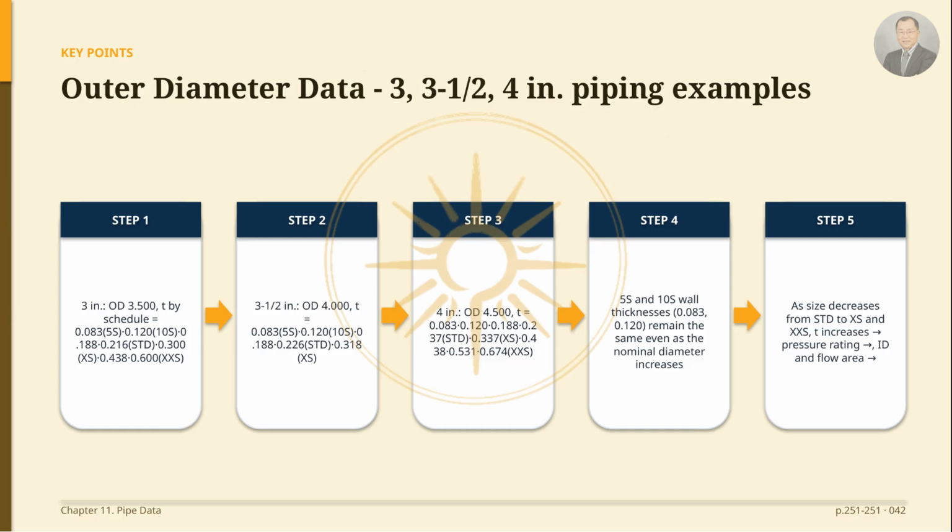For example, the outside diameter of a 3 inches pipe is 3.500 inches, and the wall thickness, based on the standard grade, is 0.216 inches.